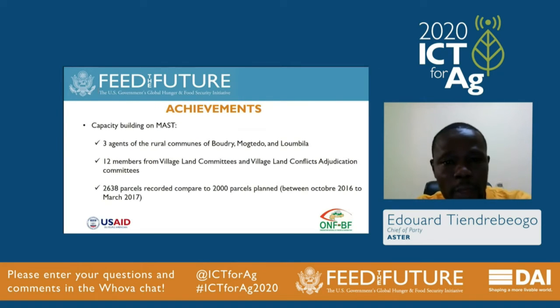And then a lot of things have been achieved during these pilot projects, because we were able to build the capacity of 3 agents from the rural commune of Boudry, Moctero, and Lumbila. And 12 members of the village land committee and village land conflict management committee were trained. And then we were able to make land documents for 2,638 parcels, which means people who want to secure the land in order to boost the agro-pastoral activity.